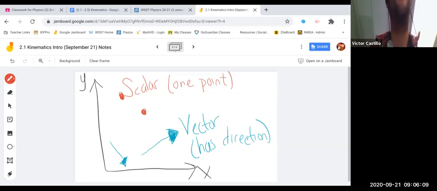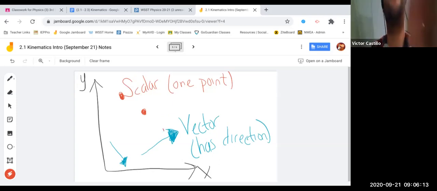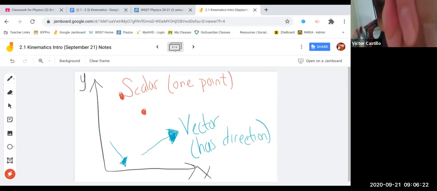So for scalar, as a dot, that's where it is on the graph. And for vector, it's actually an arrow pointing direction. Okay. Give you a couple more seconds for that.